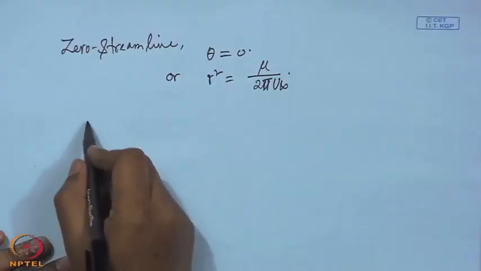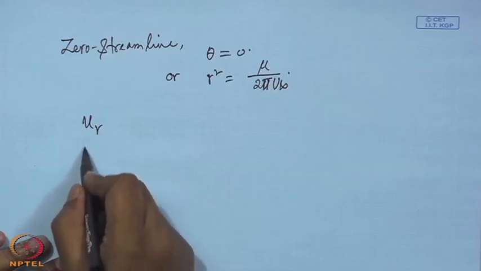Still let us confirm whether this circle can be represented by a solid body. If it is a solid body, then it will satisfy the boundary condition also. If we want to represent this zero streamline or this circle by a solid body, then our boundary condition must be satisfied. What are the boundary conditions? That the flow must be tangential or the normal component of the flow velocity must be 0. So, let us find the velocity components. What are the velocity components?